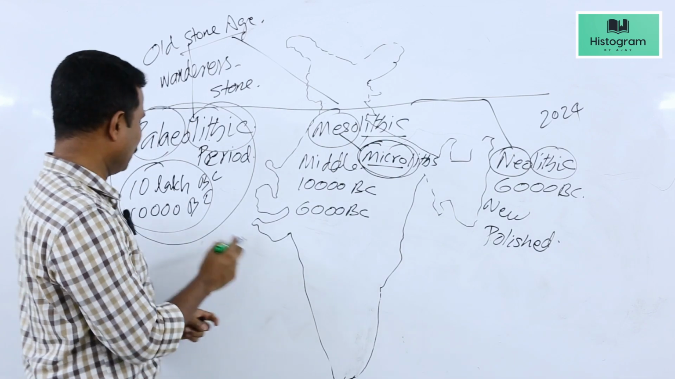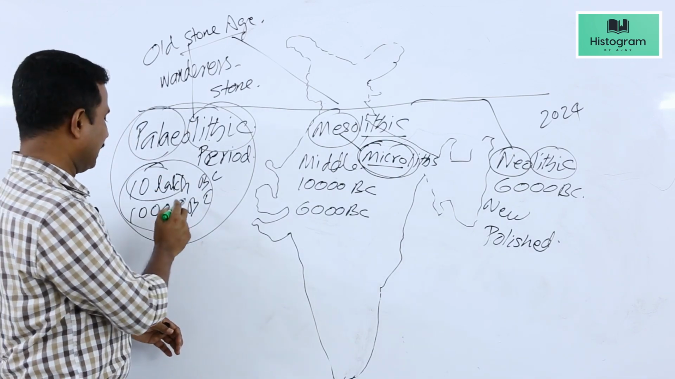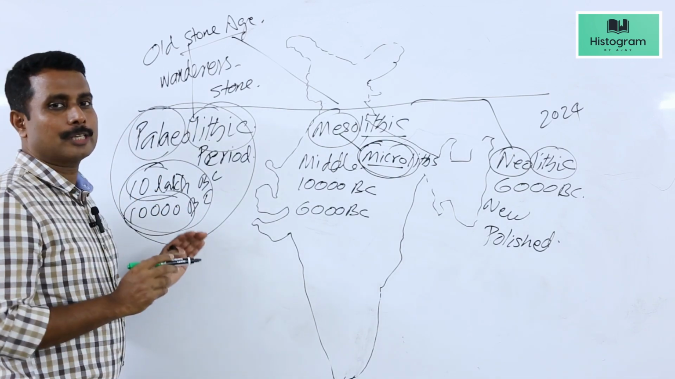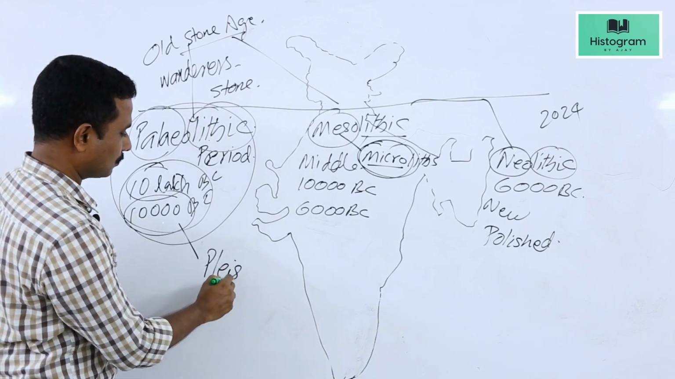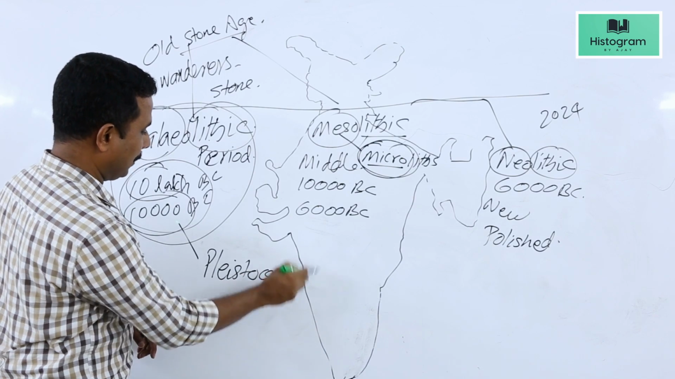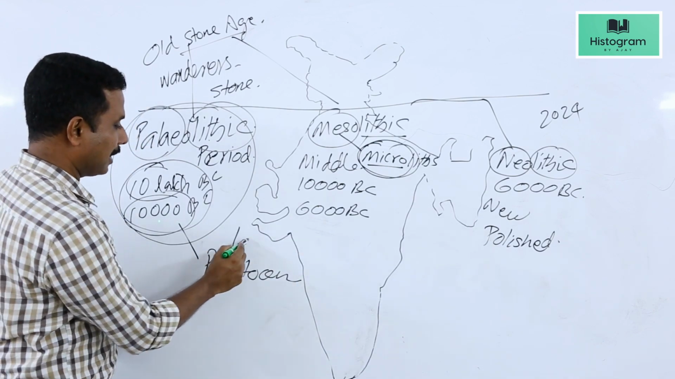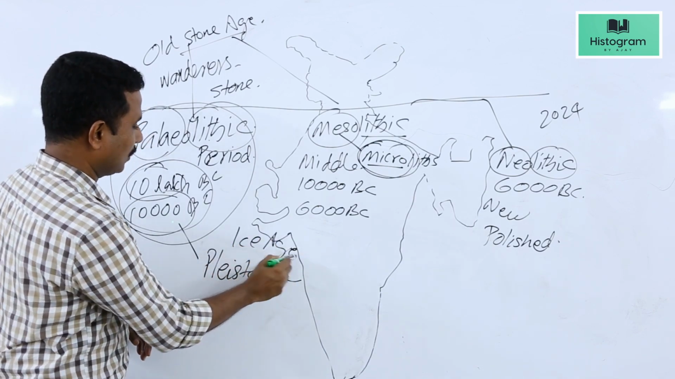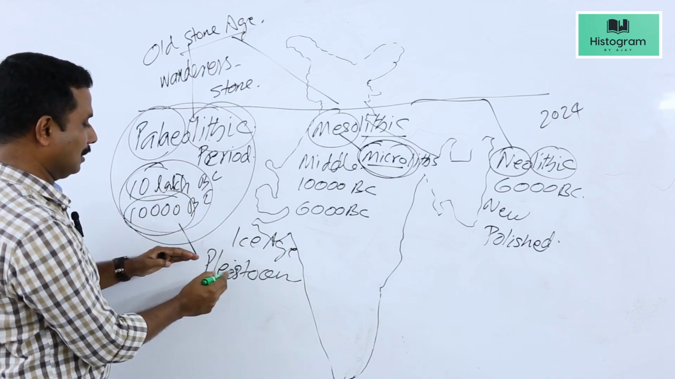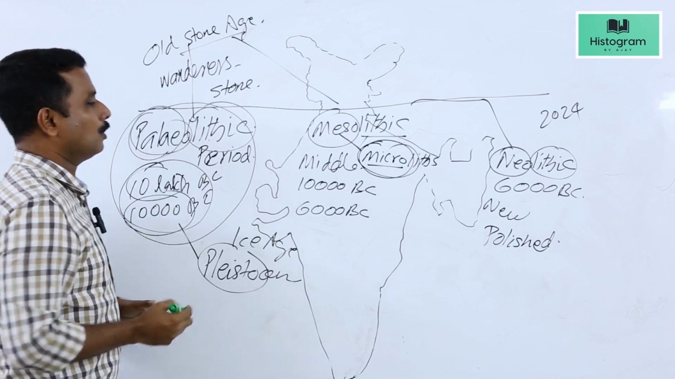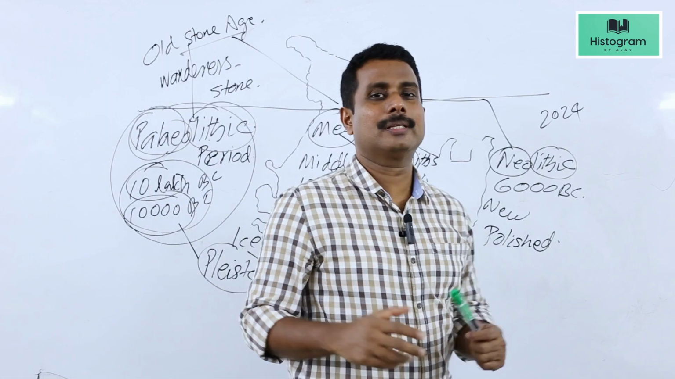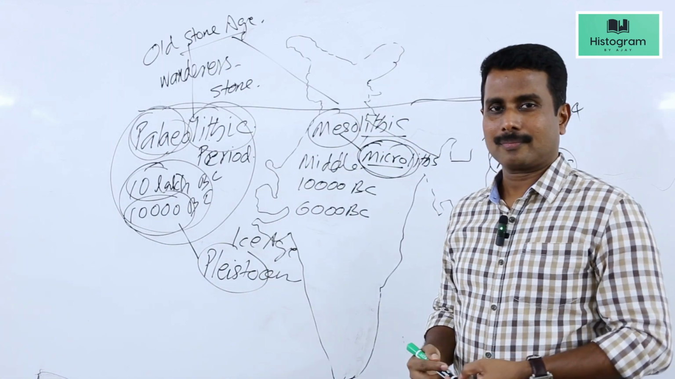So Paleolithic starts from 10 lakh BC and ends at 10,000 BC. This was also the Pleistocene period, that means Ice Age. So this was the same period when the Ice Age was in existence, when Paleolithic people were living on the surface of the earth.